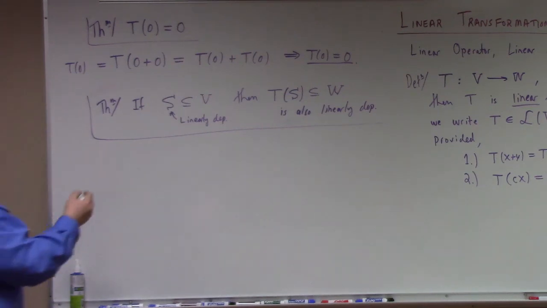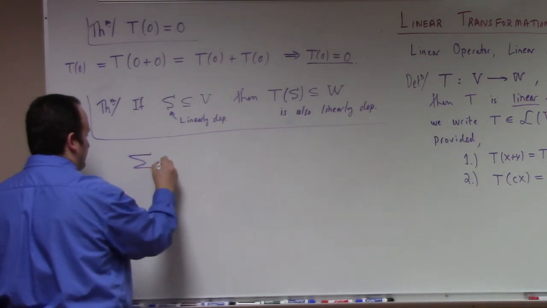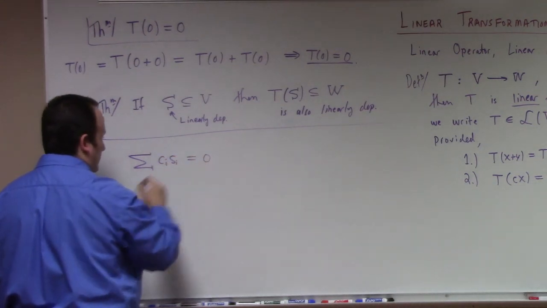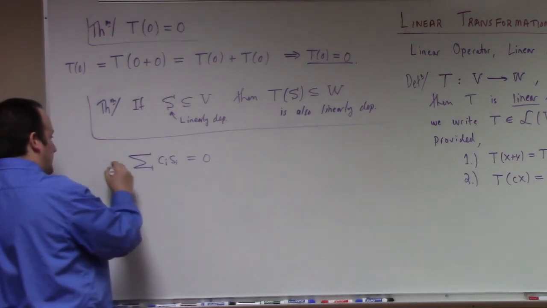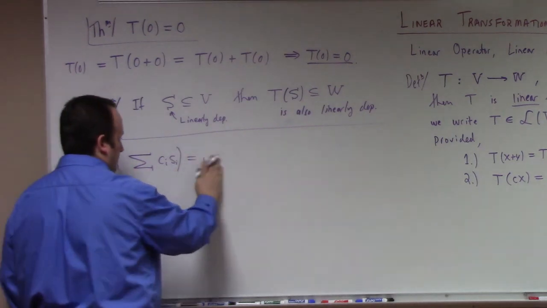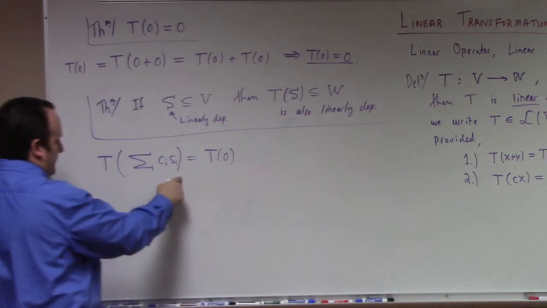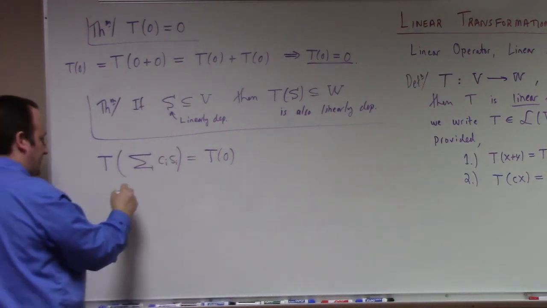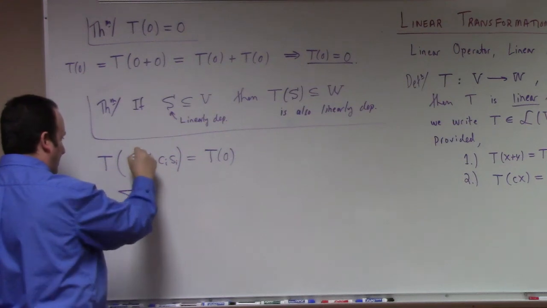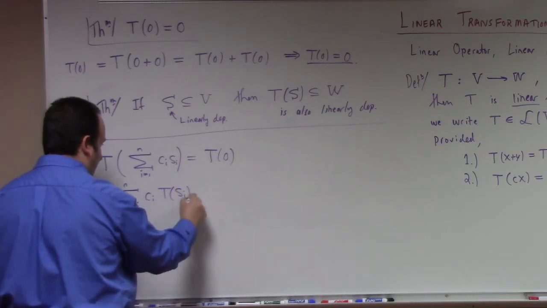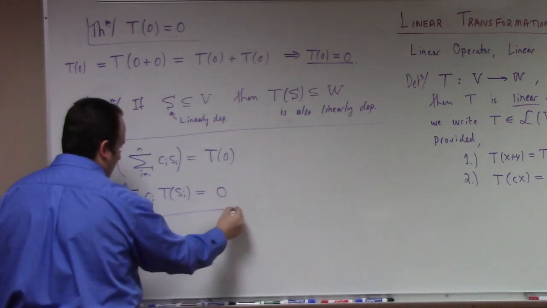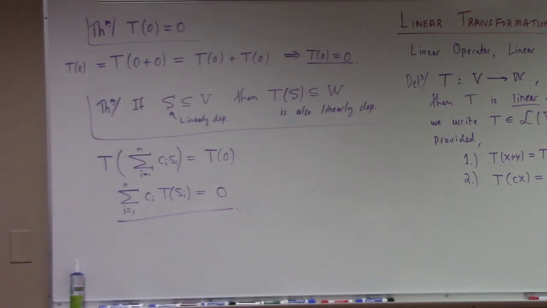How's this proved? Well, so you've got the sum of c_i s_i equals 0, where for some c_i being non-zero, it's a linear dependence of vectors in S. And what happens when you feed T to that? Well, because of the previous theorem, we can pull the sum out. So there you go. That is a linear dependence of T of S.